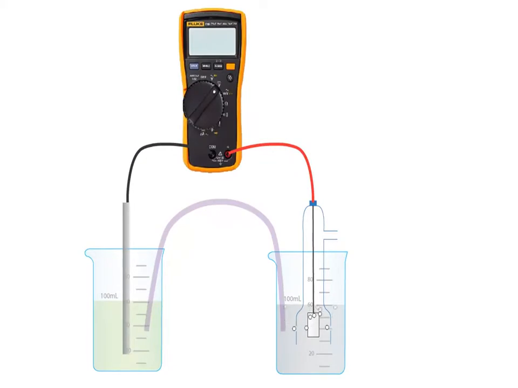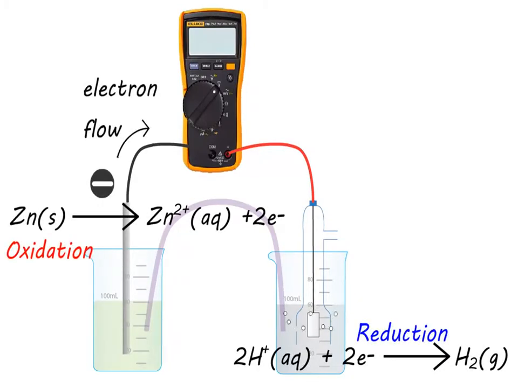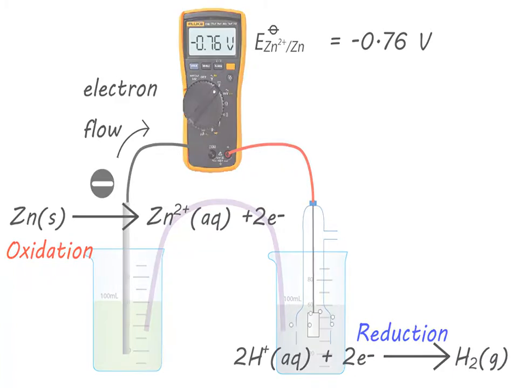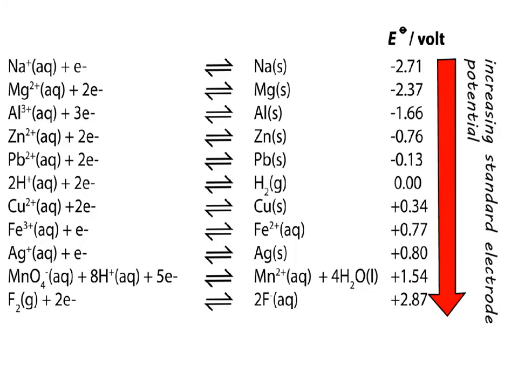On the other hand, if we connected the Zn2+/Zn half cell, the Zn2+ ion would be less readily reduced than the hydrogen ion, so electrons would flow in the opposite direction, from the Zn2+/Zn half cell to the H+/H2 half cell. The cell potential, because the electrons are travelling in the opposite direction, is assigned a negative sign, and its value would be -0.76 volt. A series of various half cells placed in order of increasing standard electrode potentials is called the electrochemical series.